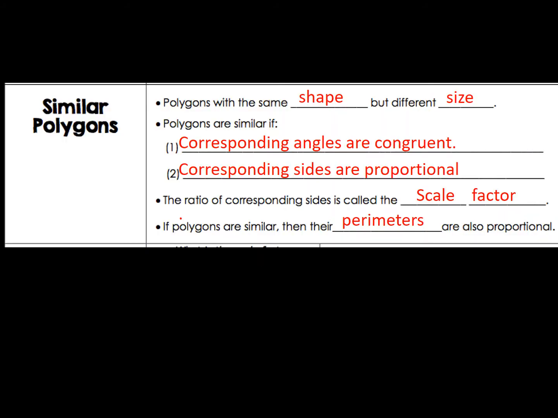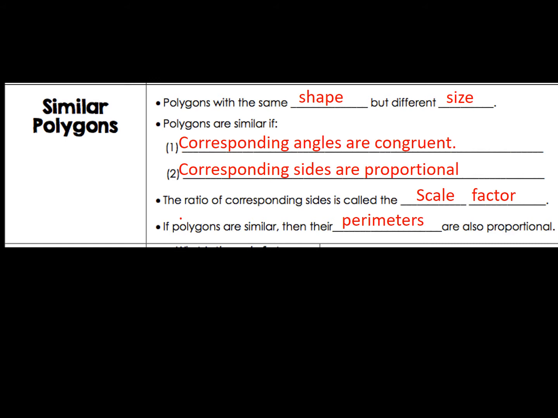Welcome to Unit 6, Day 2, and it will be on similar triangles. Similar polygons. We're going to start with similar polygons. Similar polygons are polygons with the same shape, but a different size. Polygons are similar if corresponding angles are congruent, but corresponding sides are proportional.